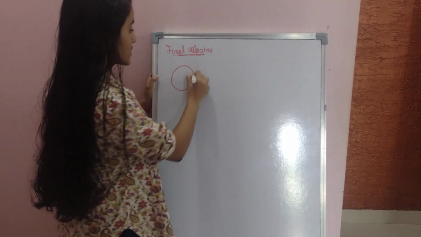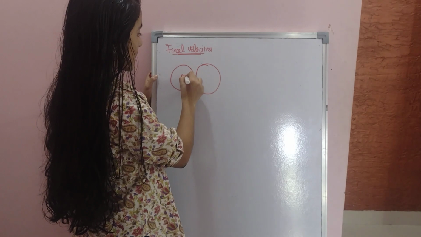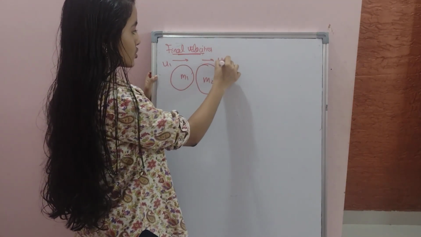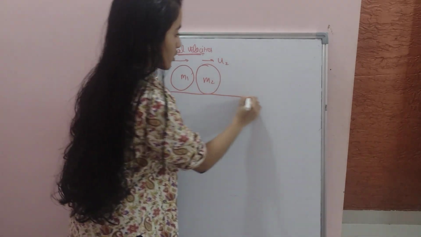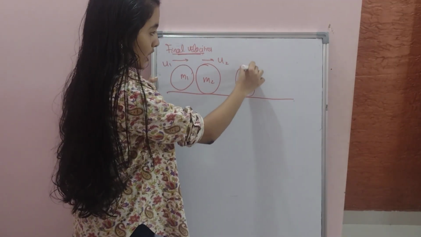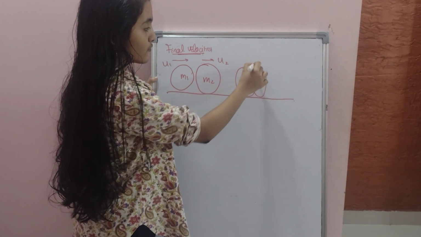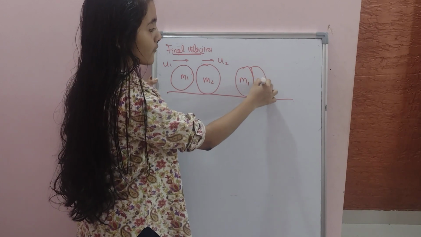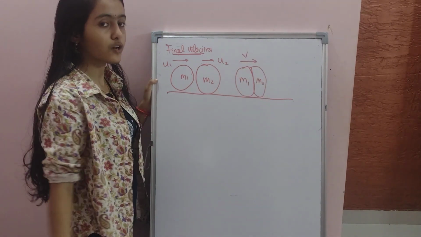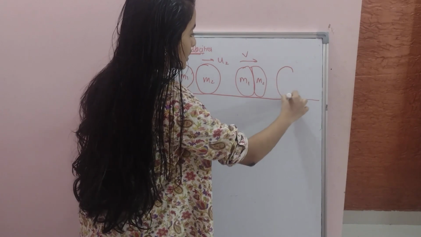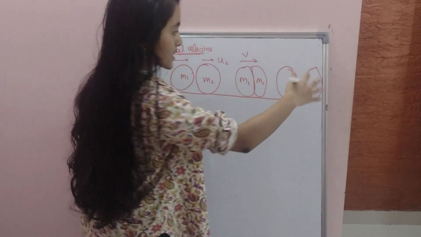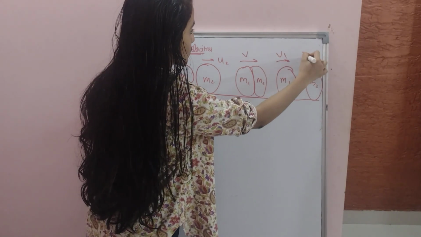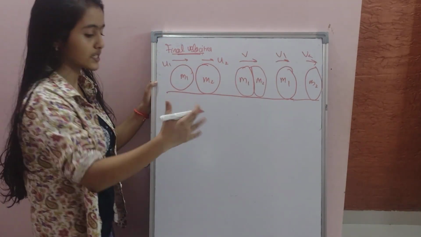So let's consider two bodies. This body has mass m1, this has mass m2. They are moving with velocities u1 and u2 in a horizontal plane. They collide, and due to collision they suffer some deformation. Now they have formed a system, and the system is moving with a velocity v. After that they move as separate bodies, m1 and m2, with velocities v1 and v2. Their velocities have changed.